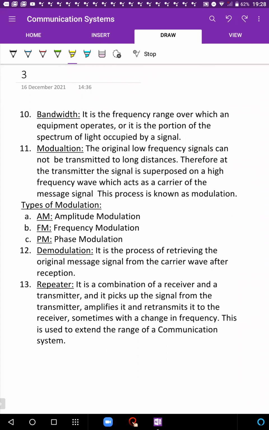of this chapter. Then there is a repeater. The repeater is a combination of a receiver and a transmitter. It basically picks up the signal from the transmitter, it amplifies it, and it retransmits it to the receiver, sometimes with a modulation or a change in frequency. This is used to extend the range of a communication system.